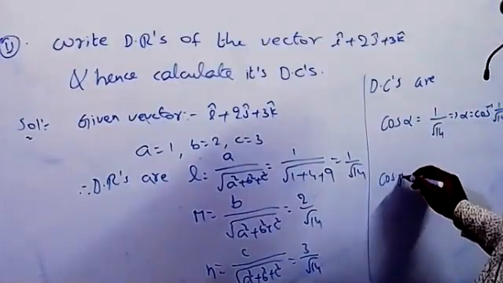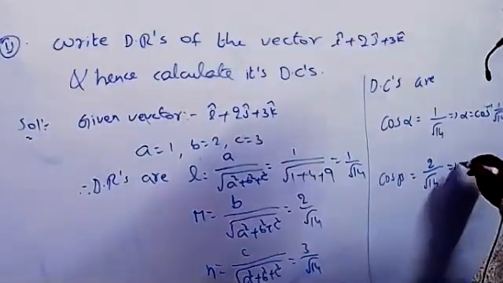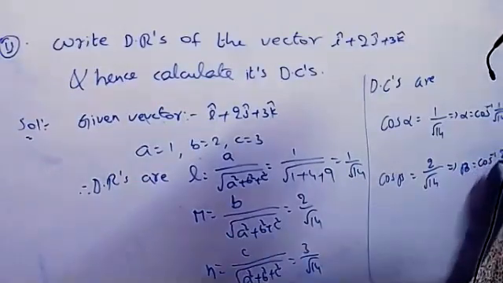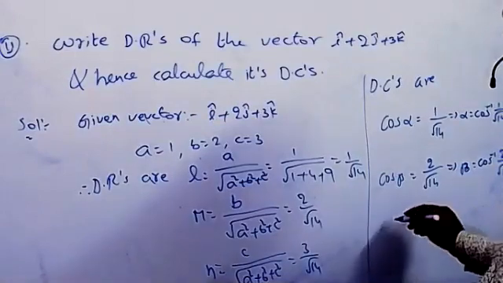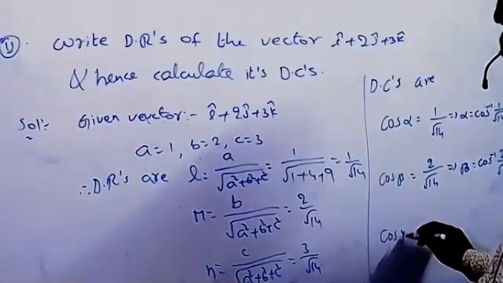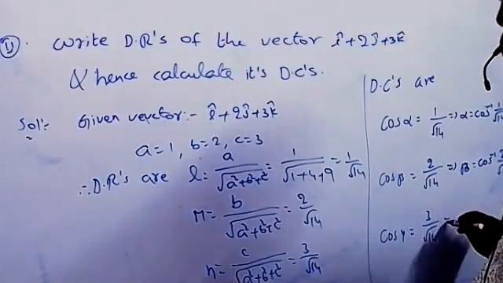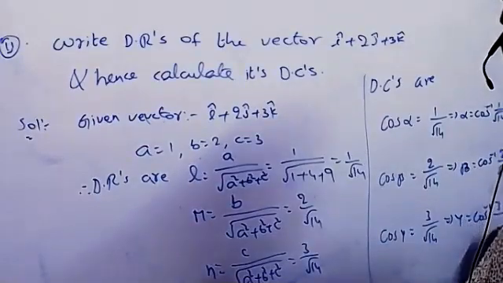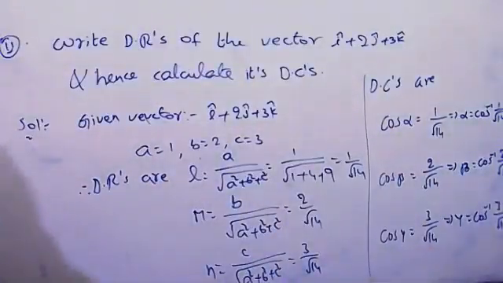And second one, cos beta is equal to 2 by root of 14. That implies beta equal to cos inverse of 2 by root of 14. Next one, cos gamma is equal to 3 by root of 14. That implies gamma is equal to cos inverse of 3 by root of 14. But generally the same values only we will take here now.